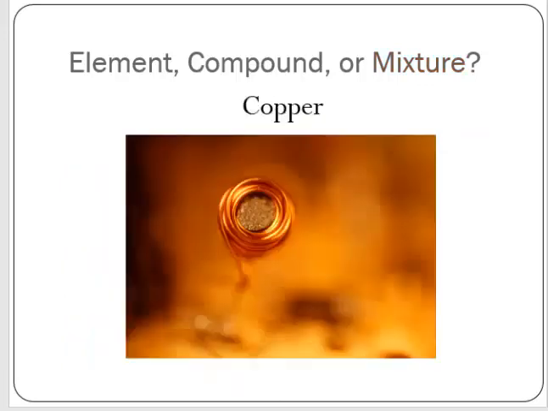All right, next one. How about this one? Copper. Here we got some copper wire. Element, compound, or mixture? Give you a few seconds. All right, let's see. Did you say it's an element? Yes, it is an element. Yes, because if you looked at the periodic table, you can see that it is made up of only copper. See, you can find it on the periodic table.